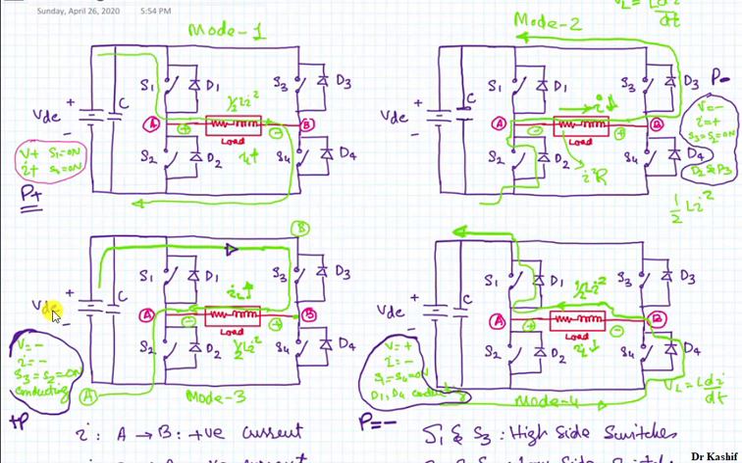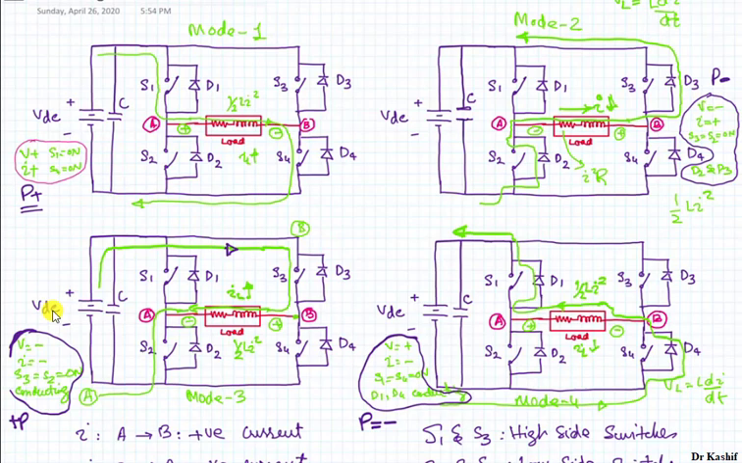So in mode 1 your power is positive, in mode 2 your power is negative, in mode 3 your power is positive, and in mode 4 your power is negative. So in two modes of operation it absorbs power from your source, and in the two modes of operation the energy that was stored in the inductive load is delivered back to your source.